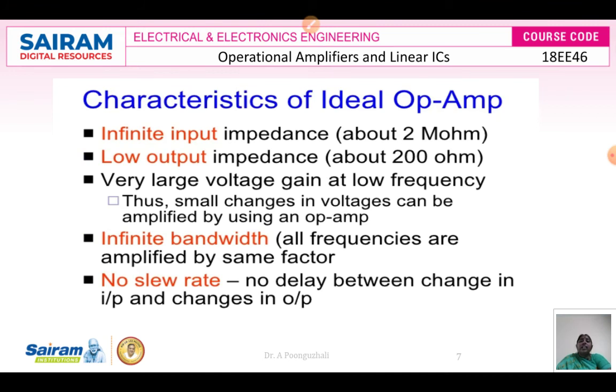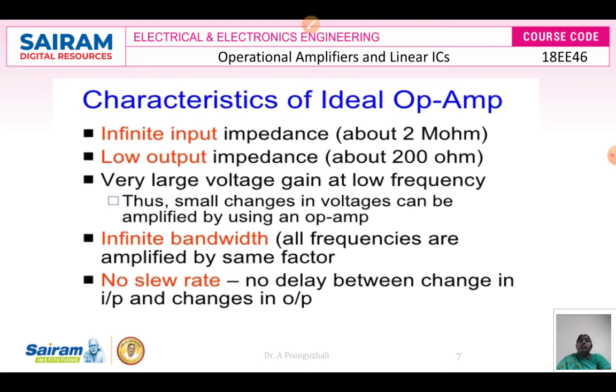So here the characteristics of your ideal op-amp, if you are going to see, it is going to have an infinite input impedance. So infinite input impedance, it is going to be about 2 mega ohms, the input impedance of your operational amplifier. And next is, it is going to have low output impedance. So low output impedance is going to be in the range of ohms, that is about 200 ohms.